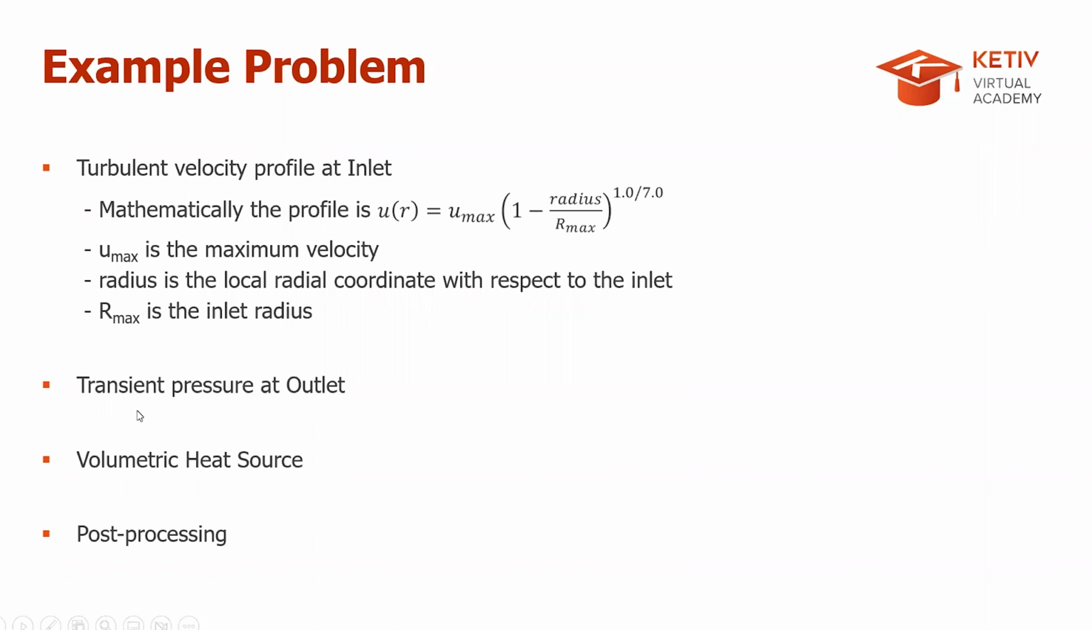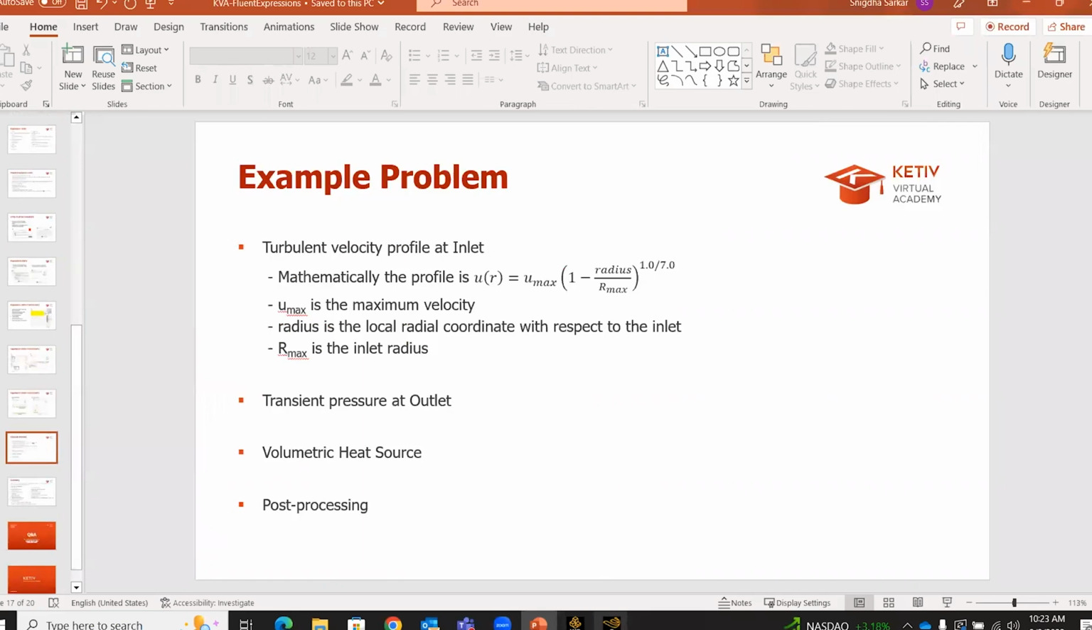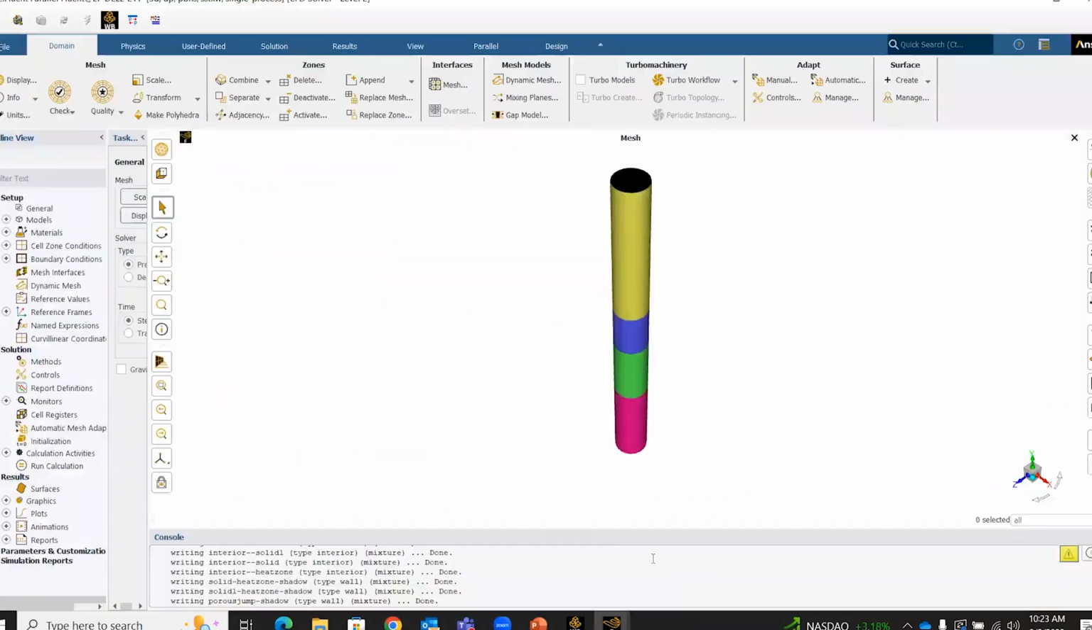We'll also assign a transient pressure at the outlet, right? A pressure condition that varies with time. We'll also use an expression to assign a volumetric heat source in one of the fluid volumes in our domain. And then we'll use some expressions for post-processing. So I think if we do all these things successfully, it'll give you a good comprehensive idea of where all you can use expressions in your own problem. Okay. So let me go ahead and show you the geometry.